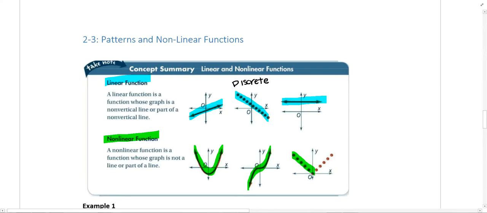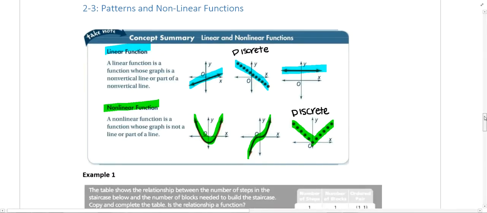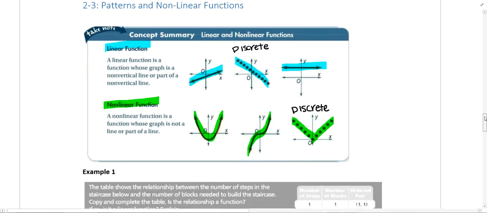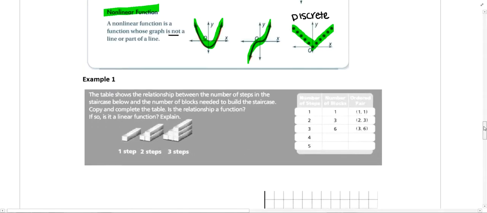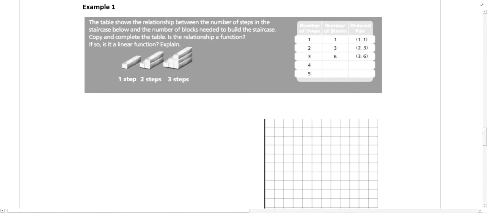And then this one, we're probably going to talk about here. This is an absolute value function, and this is another example of something that is discrete, where we're not going to connect the dots. Usually word problems that don't make sense to connect the dots are going to have graphs like that. So the definition is pretty much, it's not a line, it's something else. We're going to look at a couple examples of things that turn out to be nonlinear functions. Let's take a look at the first example.